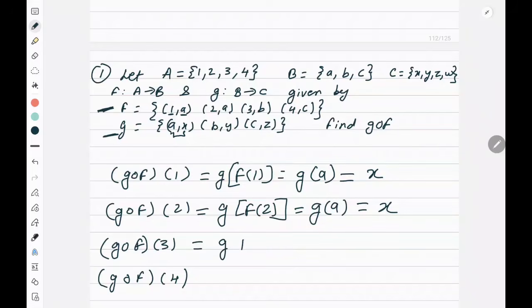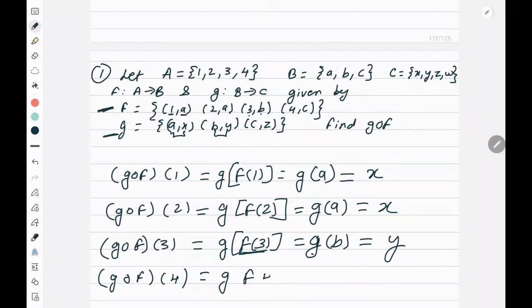Next, g of f of 3. Go to f to get the value of f of 3. So what is the image of 3? Image of 3 is B. So I will write g of B. Now go to definition of g. What is the image of B? Y. So answer is y.